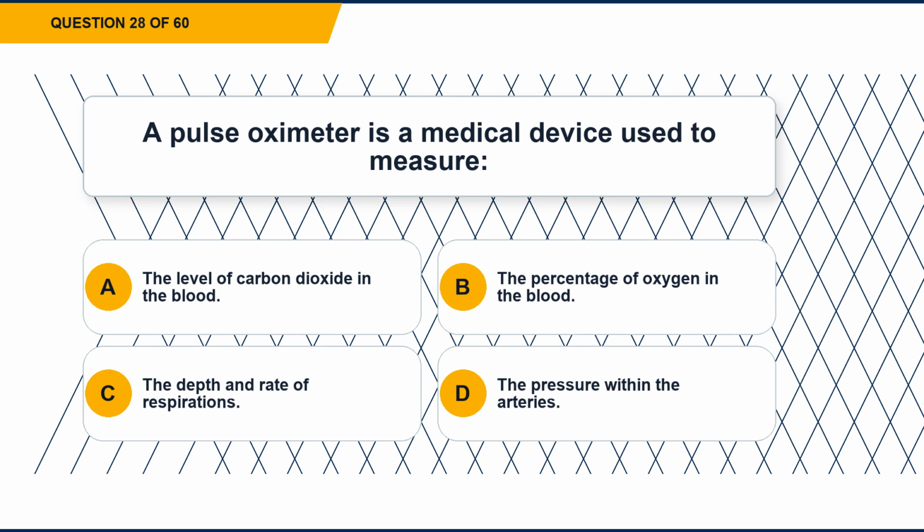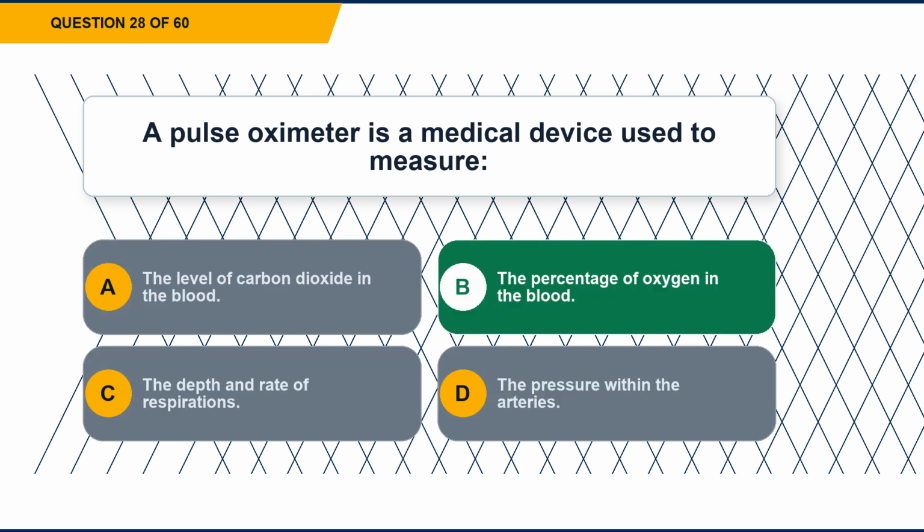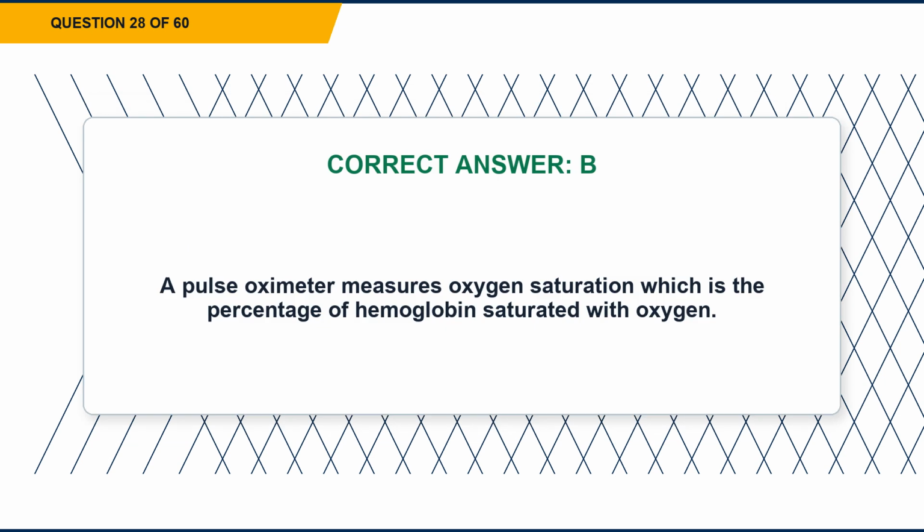Question 28. A pulse oximeter is a medical device used to measure. Option A, the level of carbon dioxide in the blood. Option B, the percentage of oxygen in the blood. Option C, the depth and rate of respirations. Option D, the pressure within the arteries. The correct answer is option B, the percentage of oxygen in the blood. Explanation. A pulse oximeter measures oxygen saturation, which is the percentage of hemoglobin saturated with oxygen.